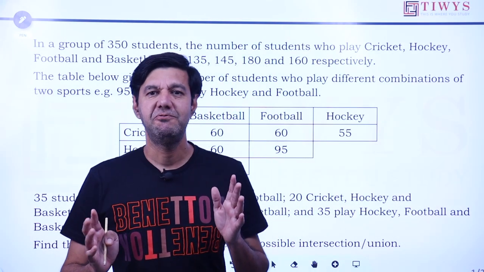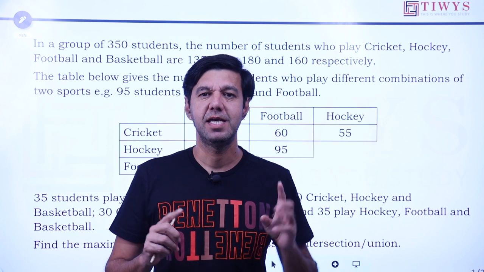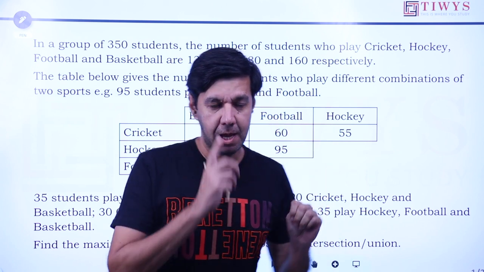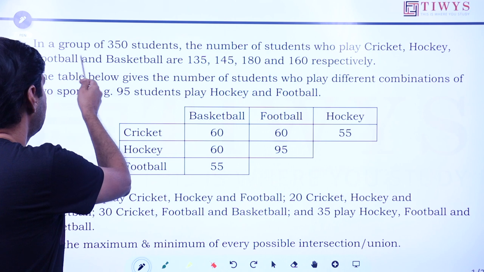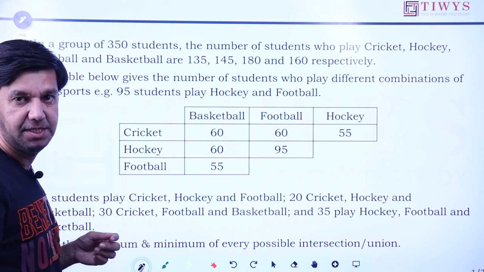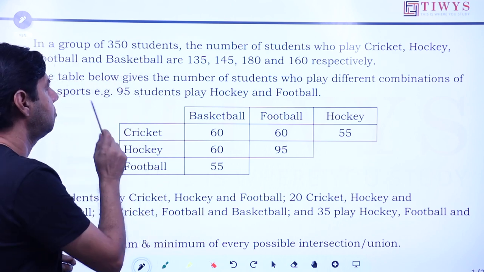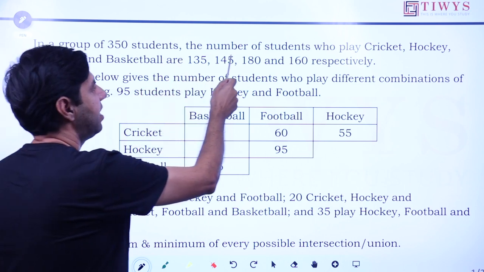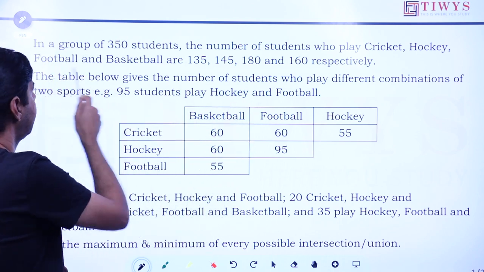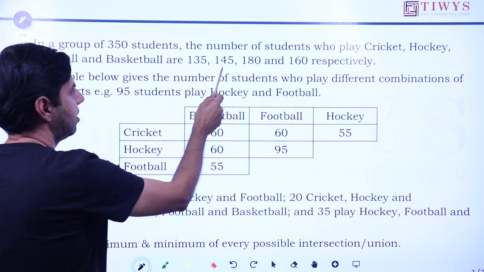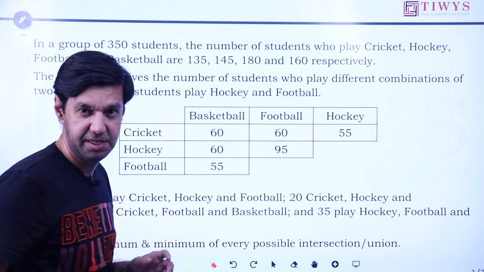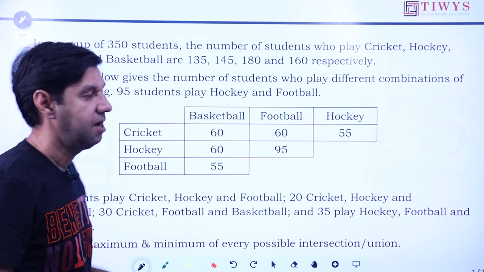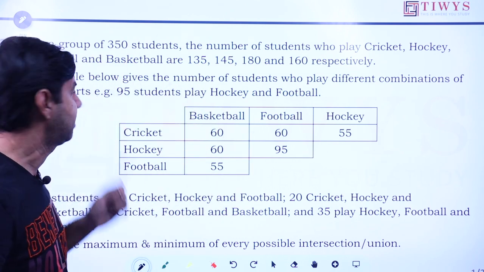An example of maximizing and minimizing in the case of four sets. We are given that there are a total of 350 students. This is the total students, not necessarily the union as of now. And we have the number of students who play cricket, hockey, football, basketball: 135, 145, 180, 160. So the first sets, four sets: cricket, hockey, football, basketball.